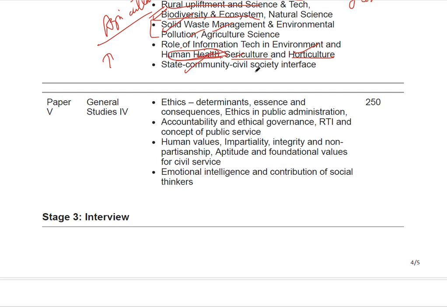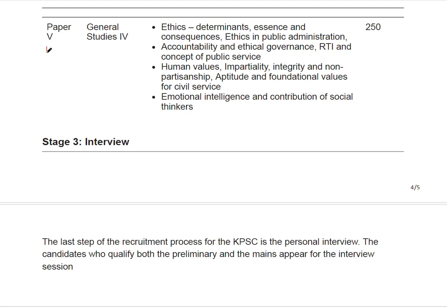Next one is state, community, civil society interface. This is how civil society and the state can combine to solve a lot of problems like education. Poor people are not able to afford education, so how can we help? Opening of NGOs, etc. are examples. Next part is paper 4, which is also general studies 4.